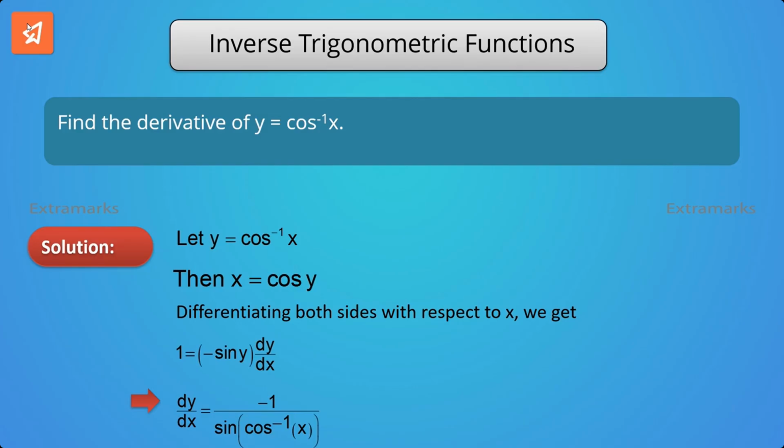From inverse trigonometric properties, we know cos of cos inverse x is equal to x when x lies in the range of negative 1 to 1, and therefore we get the following result. Also in the interval 0 to pi, sine of y is positive and thus sine of y equals square root of 1 minus x squared. Thus, dy upon dx equals negative 1 upon sine of y, which is also equal to negative 1 upon square root of 1 minus x squared.